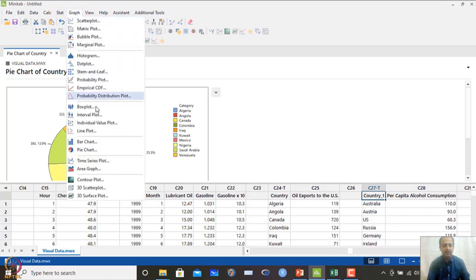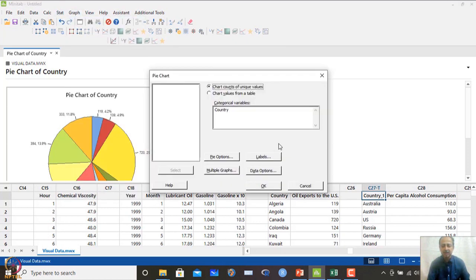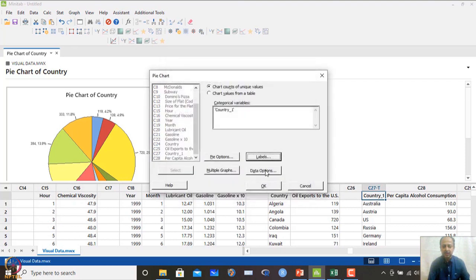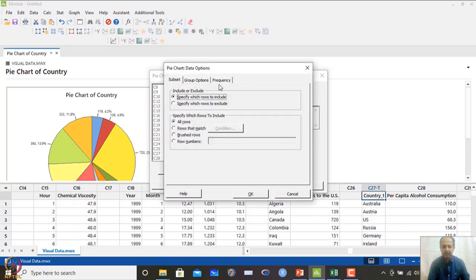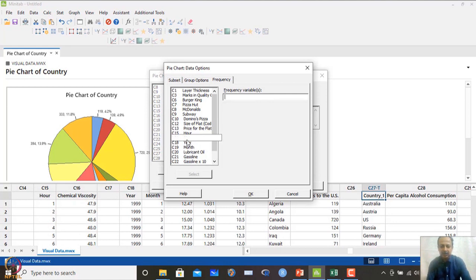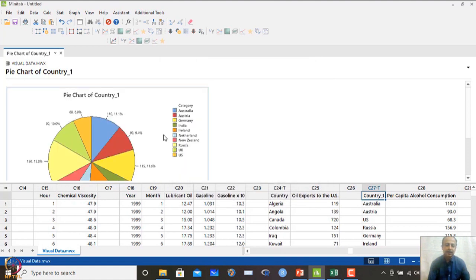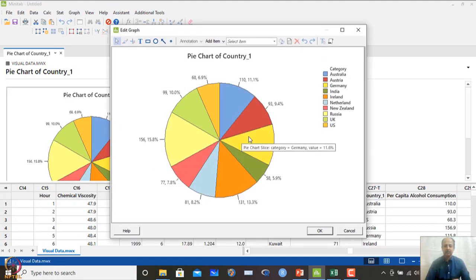So again, we will go to graph and then go to pie chart, and instead of country we will take country one. And labels over here, what we will do is slice, this frequency is okay, and then data options over here, frequency will be different. So in this case, frequency will be per capita alcohol consumption, let us say, and I will click okay and okay. So this will be the graph which will demonstrate that country wise.